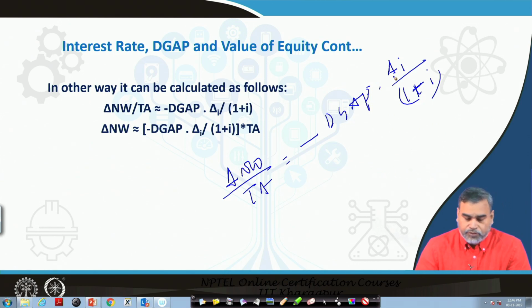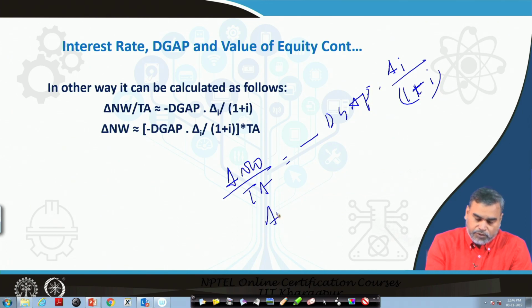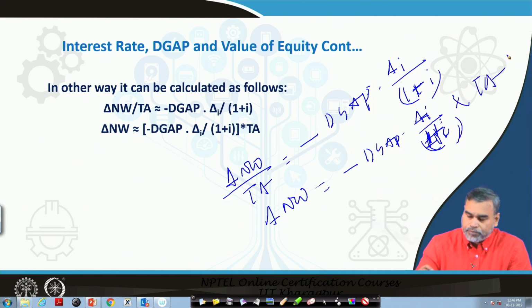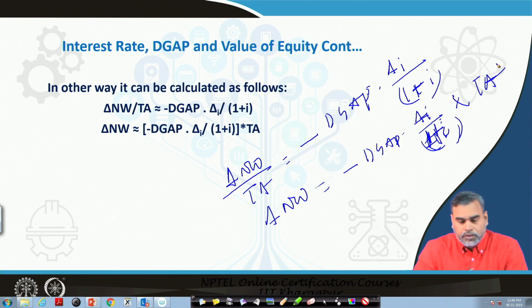Here, if you directly try to find out your delta NW, your delta NW is equal to minus the duration gap into delta I by 1 plus I multiplied by TA. So, either you can directly use the one where the duration of assets and duration of liabilities everything will be used, or you can also go this way for establishing the relation: if you know the duration gap, then you can find out how the net worth is going to change if there is a change in the interest rate.